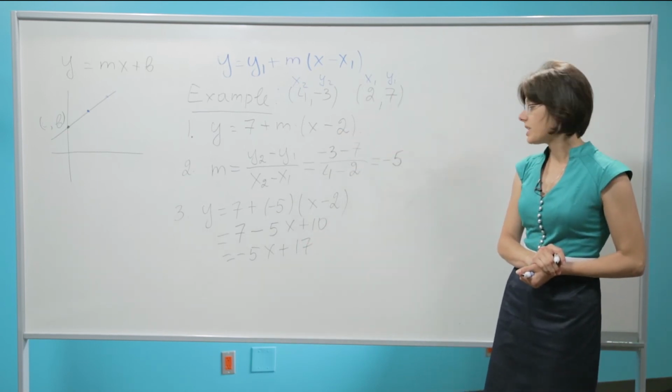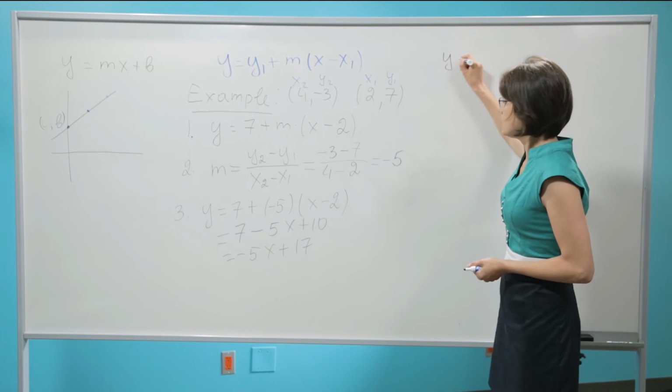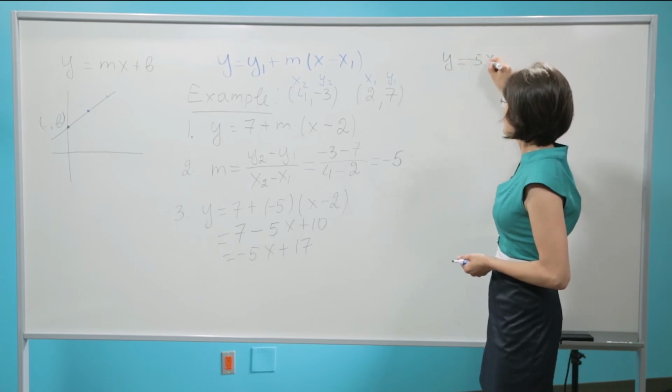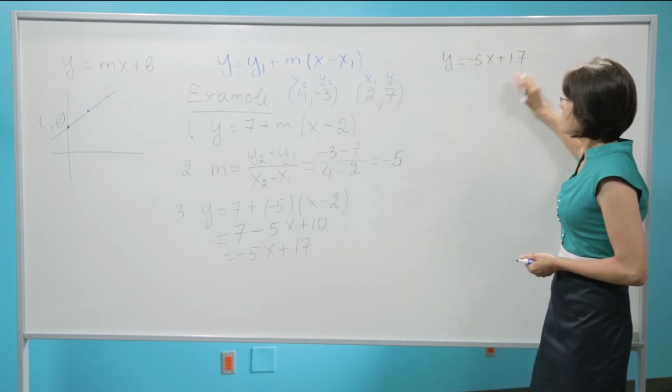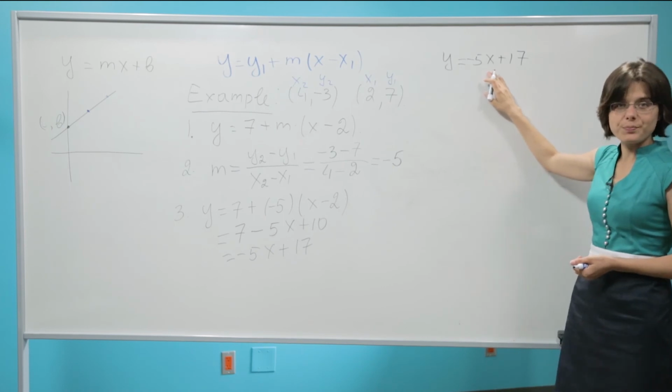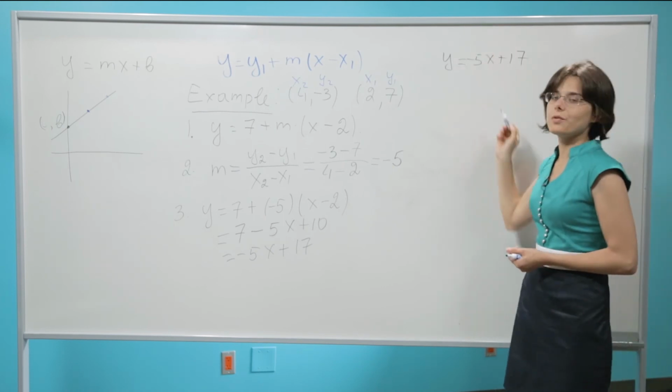As you see, we obtained the equation y equals -5x plus 17, and it's exactly the mx plus b form. So this is the slope-intercept form of the linear equation.